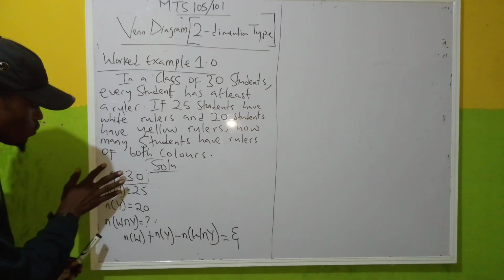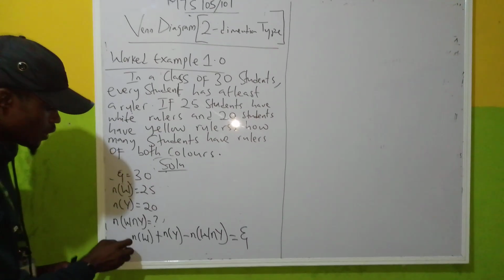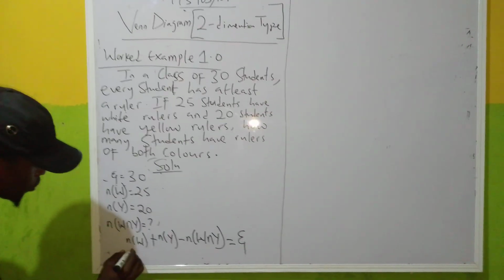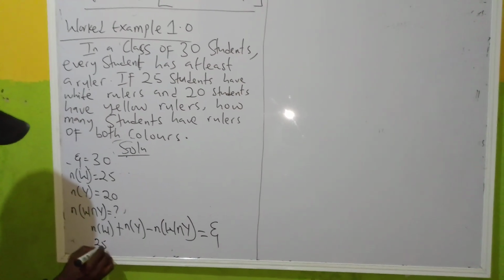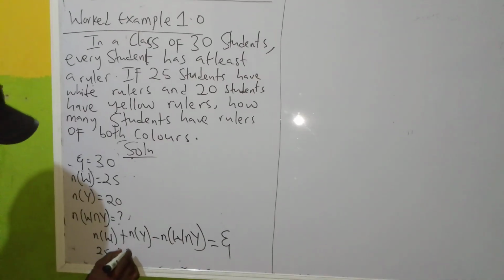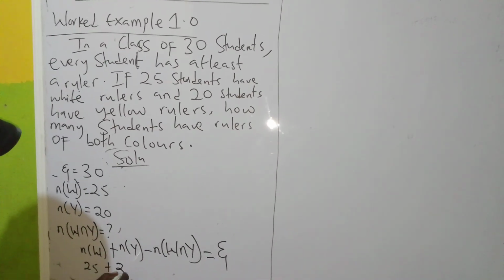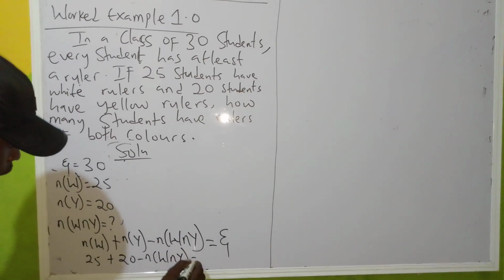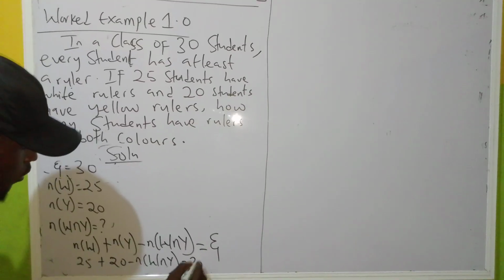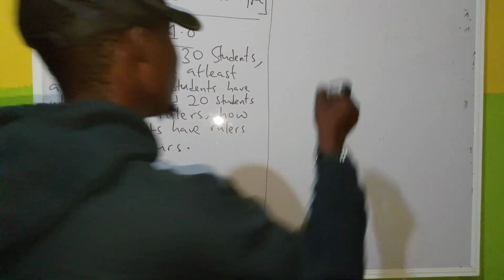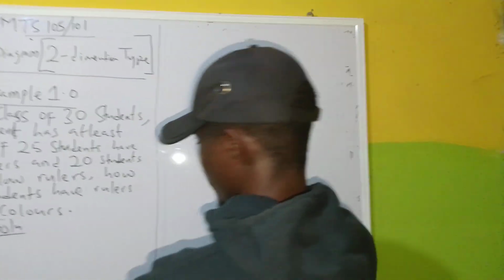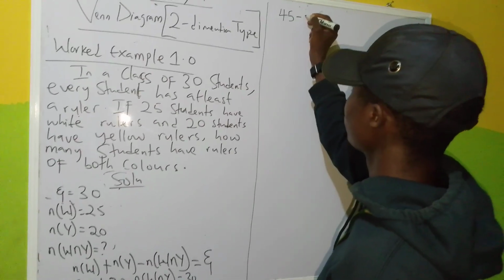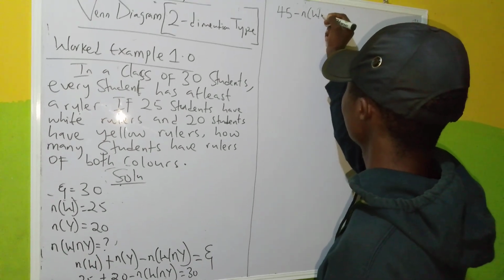So remember how we started, we listed out our parameters, then we patched out this concept. So what did they give us for this? They gave us 25 for this, plus what for this? 20, minus this one which is unknown, this is what we are looking for, then equals 30. So we have this plus this, which is 45, minus the one we have that is unknown.